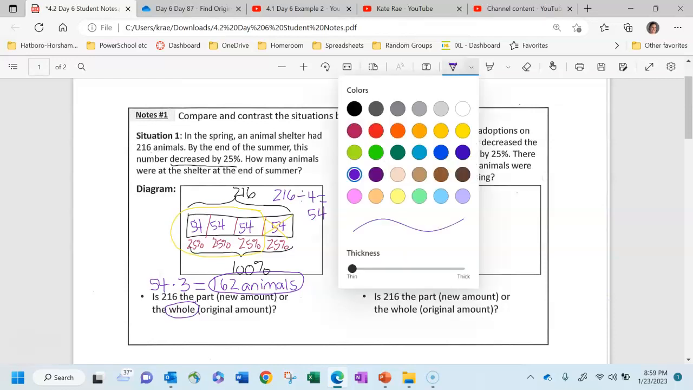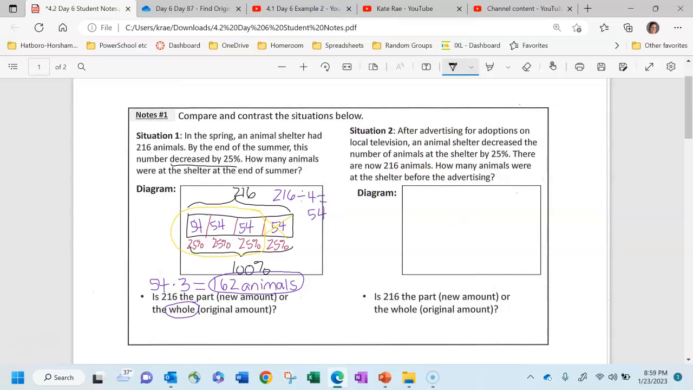Okay, if we look at the second situation, it says, after advertising for adoptions on local television, an animal shelter decreased the number of animals at the shelter by 25%. There are now 216 animals. How many animals were at the shelter before advertising? Okay, so we're using the same numbers here. We still have 216 animals. We still have a decrease of 25%. So we're going to start this problem the same way.